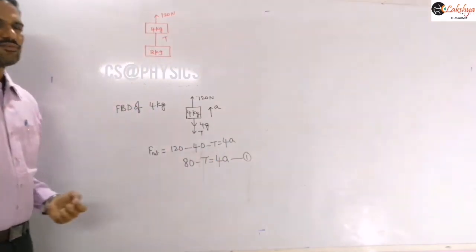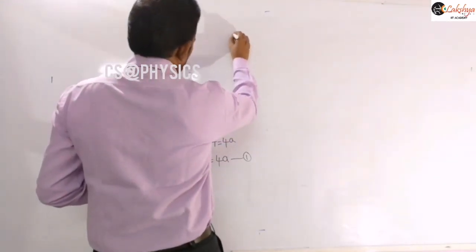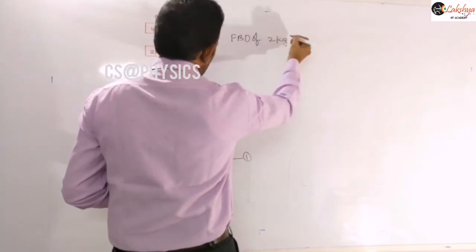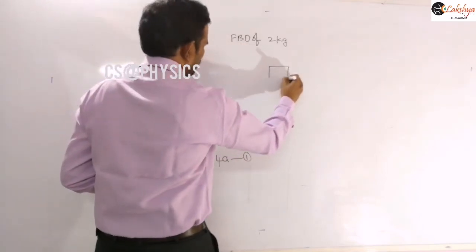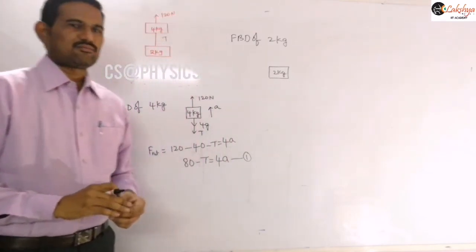Next let us write the free body diagram for block 2. So FBD of the 2 kg block. Similarly, can you say what are the forces acting on this 2 kg block?